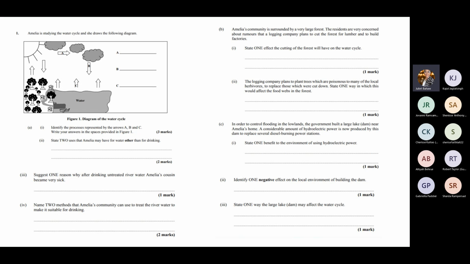Part two. State two uses that Amelia may have for water other than for drinking. Gabriella. For cleaning and washing clothes. Cleaning. All right, for bathing and also for washing clothes, for cooking, for gardening. All right. Part three. Suggest one reason why, after drinking untreated river water, Amelia's cousin became very sick. Janice?